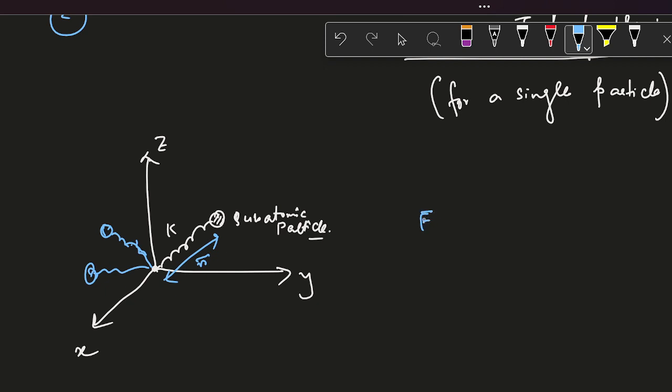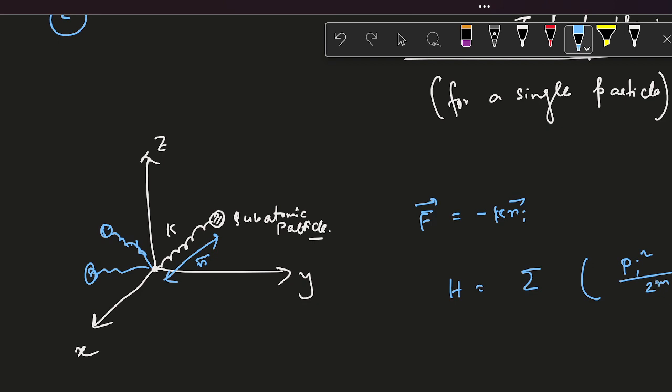Instead, because this is a harmonic trap, the force acting on the particle is F equal to minus k r, which is the harmonic force. k is the spring constant, and r is the displacement of the particle from the equilibrium position, which is the center of the coordinates. Now the total energy, or Hamiltonian, for such a particle is the summation of its kinetic and potential energy: p_i squared by 2m plus half k r_i squared.